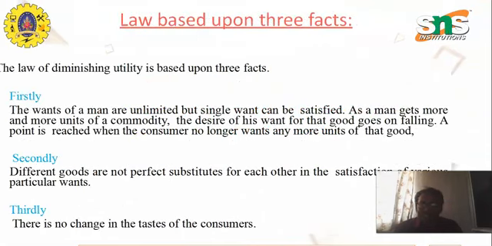The law of diminishing utility is based upon three major facts. First, the wants of a man are unlimited, but a single want can be satisfied. As a man gets more and more units of a commodity, the desire for that particular type of goods goes on falling. A point is reached when the consumer no longer wants any more goods of that type. Secondly, different goods are not perfect substitutes for each other in the satisfaction of particular wants. Thirdly, there is no change in the taste of the consumers.